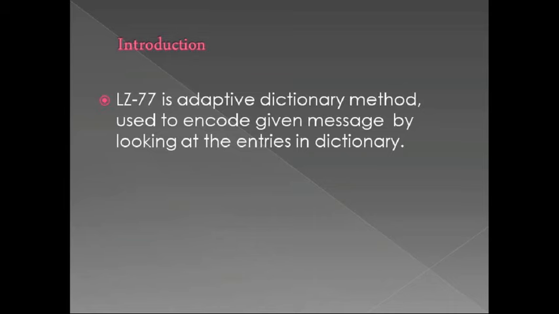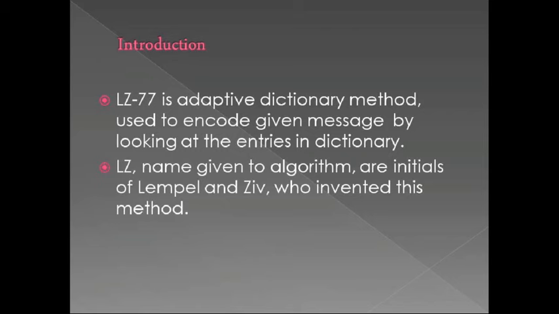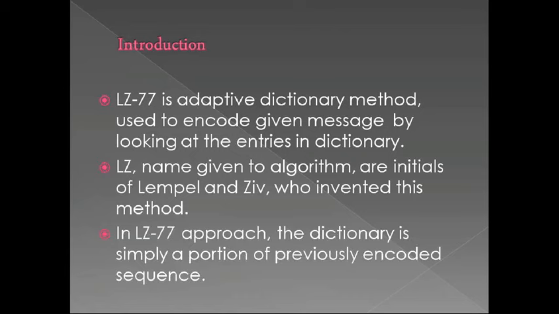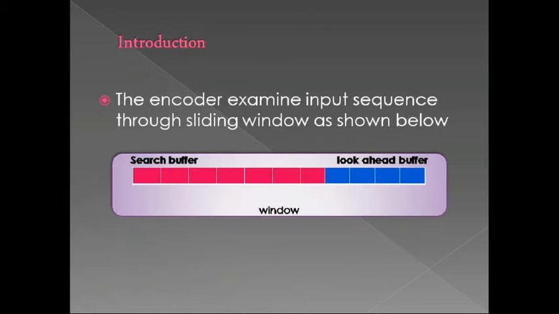Now this LZ, the name is given after the initials of Lempel and Ziv, who invented this method. And in the LZ77 approach, the dictionary is simply a portion of the previously encoded sequence. Now the encoding process: here the encoder examines the input sequence through a sliding window as shown below.